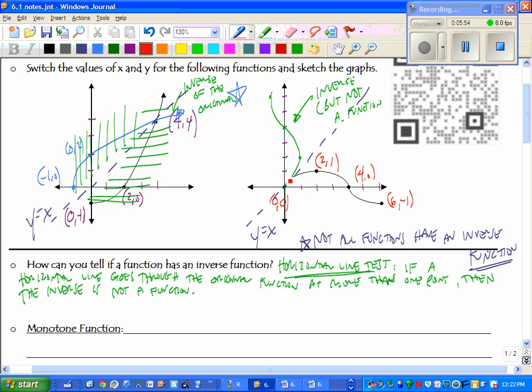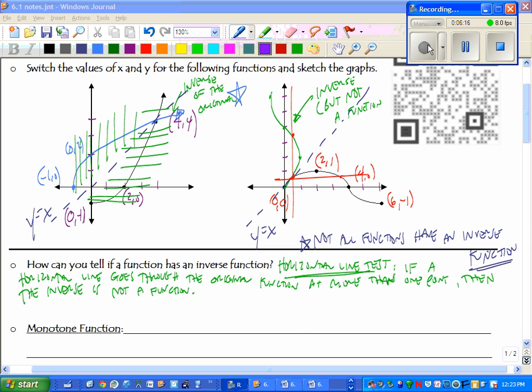The second example, we can see if we draw a horizontal line, it's going to cut through this point in two places. Well, if we reflect that line over the line y equals x, and we get a vertical line, we're going to see it goes through 2 points on the inverse. So we know that's not a function.